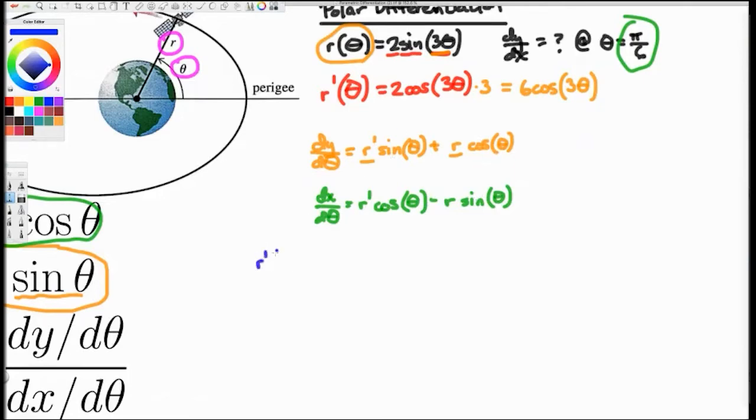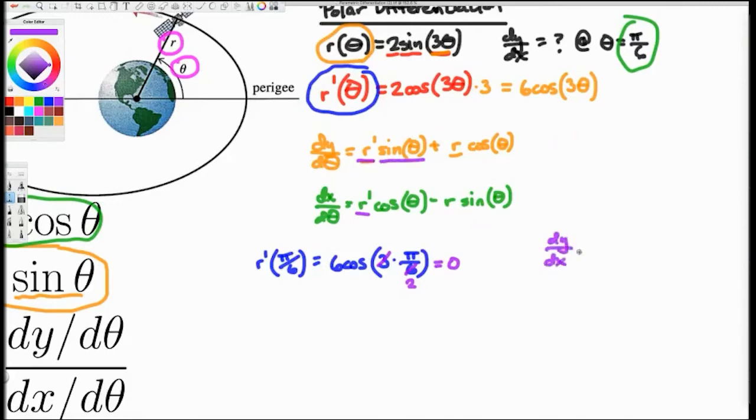So r prime of pi over 6 is equal to, we need the r prime equation with the input being pi over 6. So now you're going to have 6 times cosine of 3 times pi over 6. The 3 and the 6 cancel, so you have pi over 2. Cosine of pi over 2 is what? 0. So we know this one here. Now we do sine of pi over 6, because you have to put theta in for that.